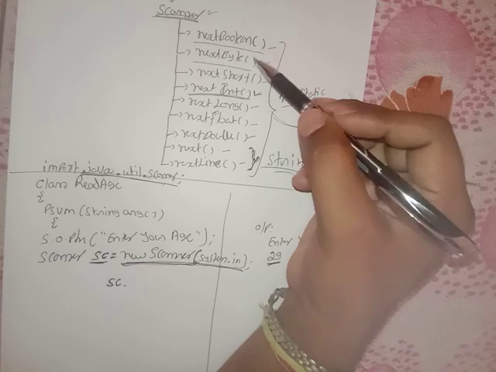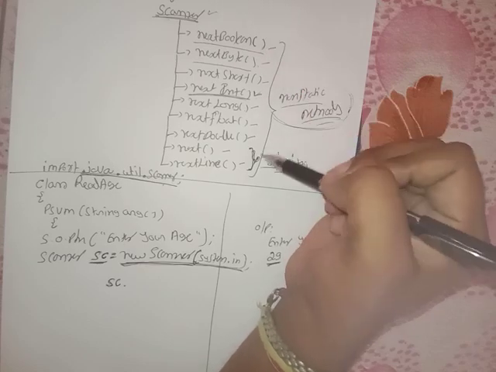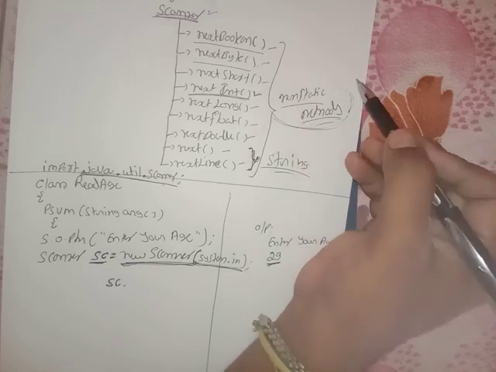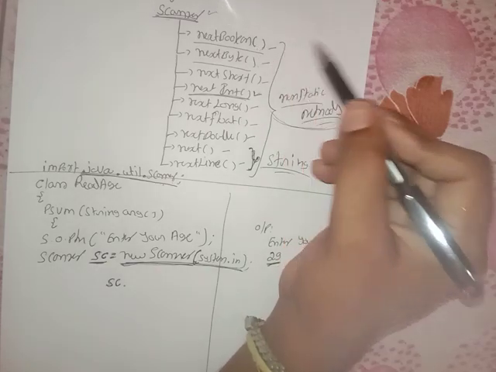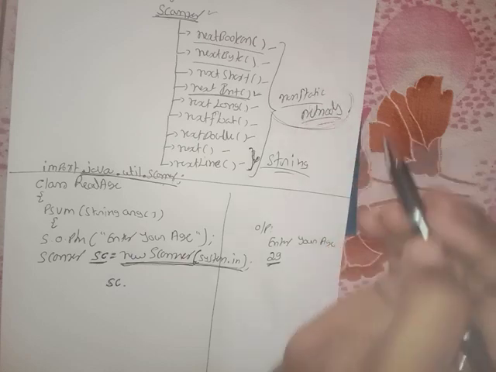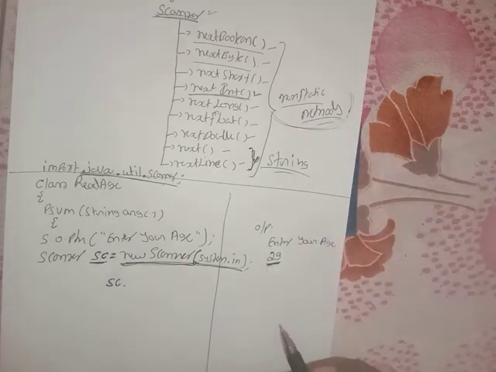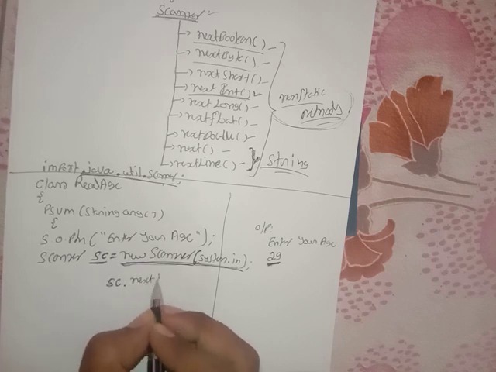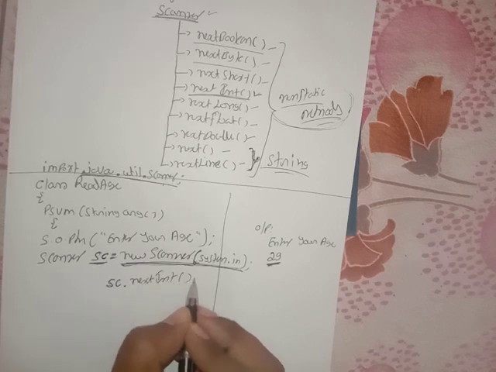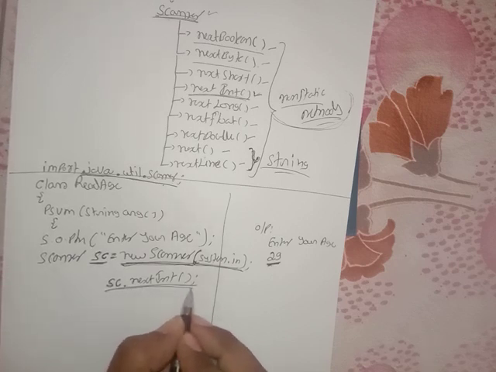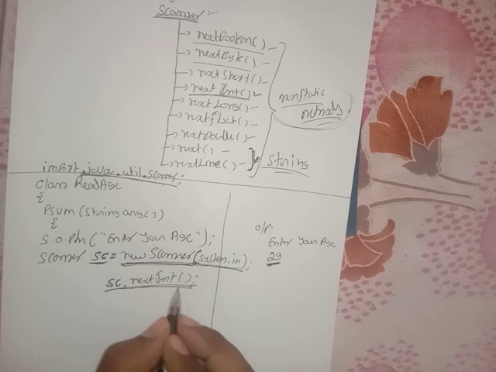You can call boolean, byte, short, int, any one of these methods. When I call nextFloat, you can read the floating point value. When I call nextBoolean, you can read true or false. When I call nextLine, it reads the string. But now I want to read an integer. That is the reason you have to call the method nextInt. How to call the method? sc.nextInt.